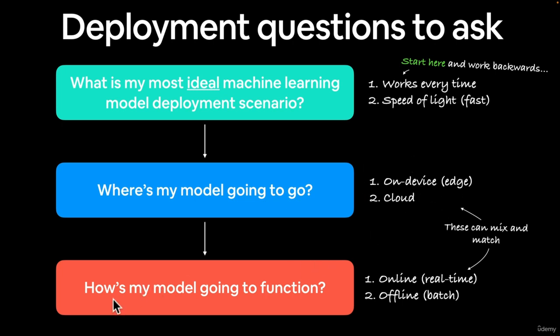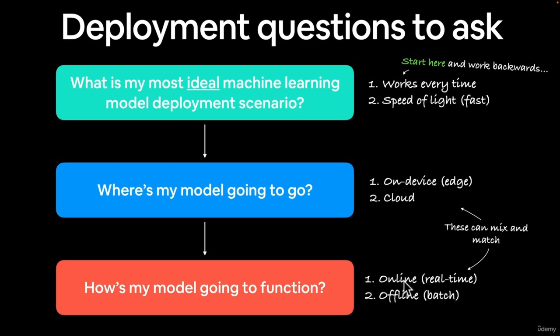And then finally, we ask the question, how's my model going to function? So we've got the most ideal use case, we figure out where it's going to go, then we ask how's my model going to function? And of course, you can jump in between these. There's no real order to this. Number one would be online, in real time. Number two would be offline, so in a batch way.